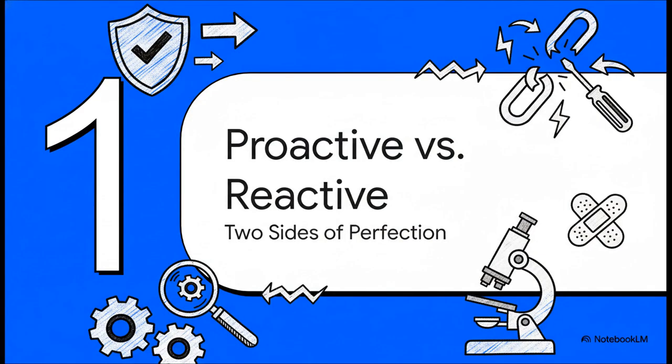Okay, so how do engineers make sure things are made right? Well, it really boils down to two fundamental approaches. You either prevent problems before they even start, or you find and fix them after the fact. This creates this core tension between what we call quality assurance and quality control.